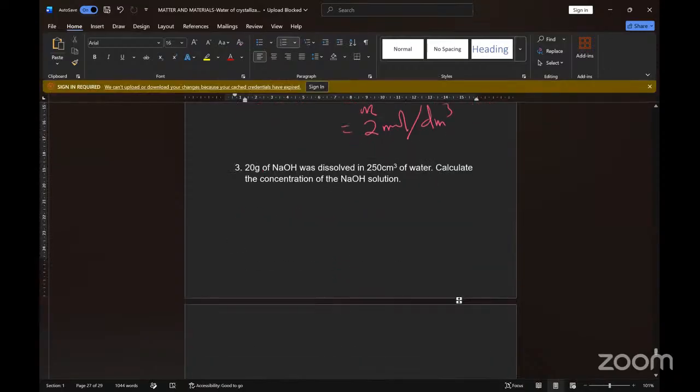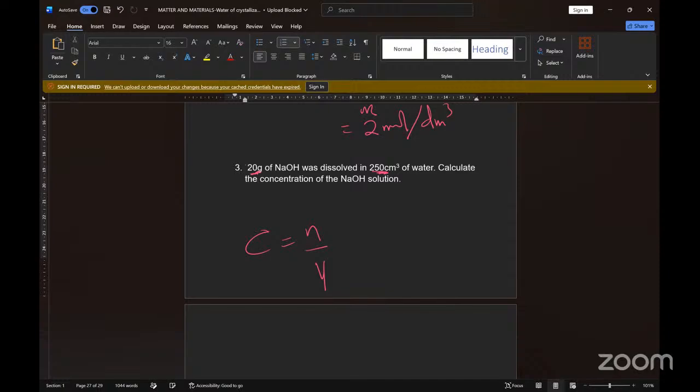Then the third one is in mass. You are given this question here, and the question says 20 grams of sodium hydroxide was dissolved in 250 grams of water. Calculate the concentration of sodium hydroxide. Concentration is equal to number of moles over volume. But this is mass. It is not number of moles. So we have to change this to number of moles. And then the volume is not in decimeter cube. We have to also change it.